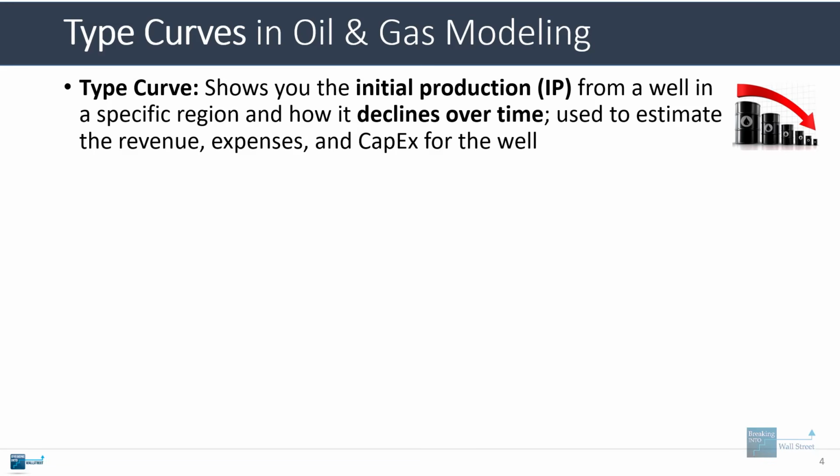The type curve shows you the initial production from a well in a specific region and how that production declines over time, and you use it in models to estimate the revenue and expenses and capex for the well. So let's look at an example right here.